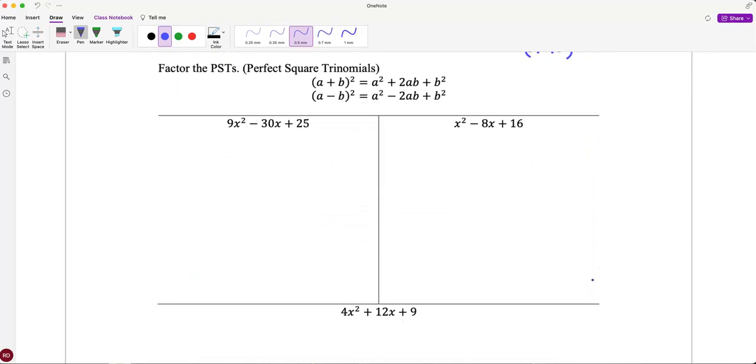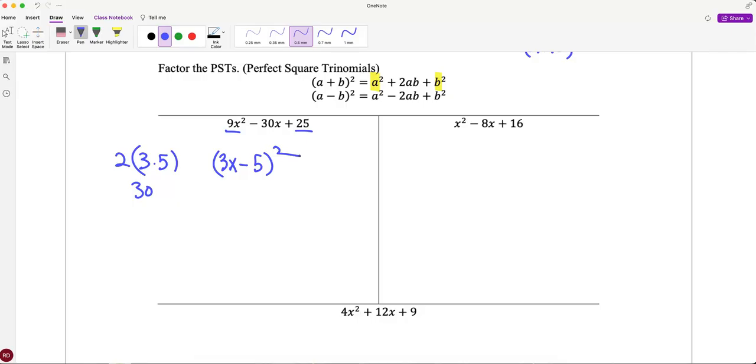So to recognize a plus b quantity squared, you've got a perfect square on both ends. That's a perfect square, that's a perfect square, and then double the product is the middle term. If it's with a minus sign, then that's going to be a minus b squared. So to check if this is a perfect square trinomial, the square root of that is 3, the square root of that is 5. If you double the product, you get 30. Okay, so this is a perfect square. So this is 3x minus 5 squared.